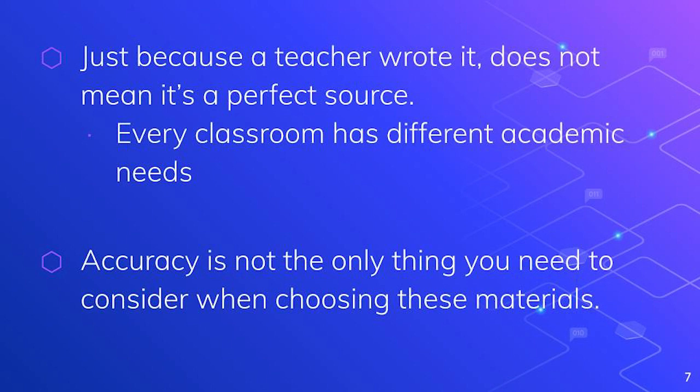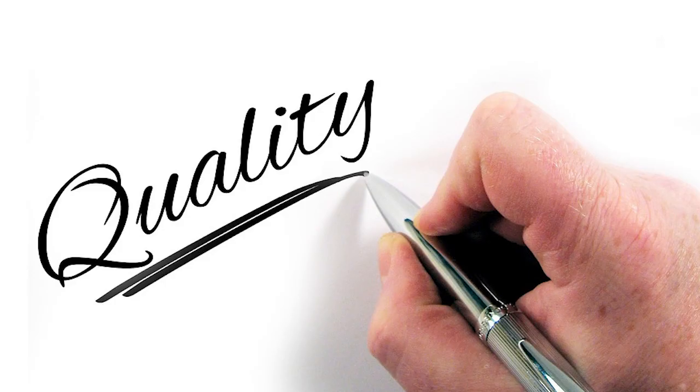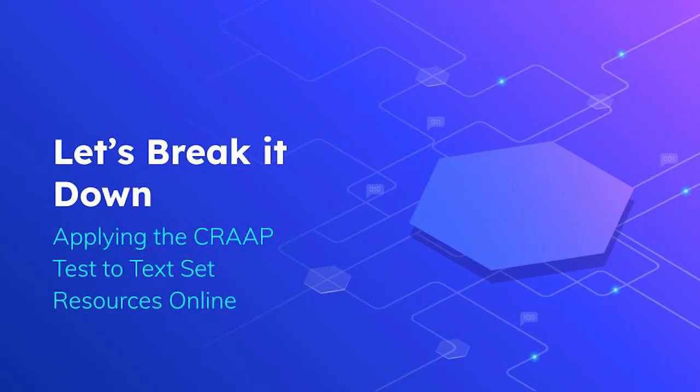Also, accuracy is not the only thing you're checking when you're finding resources. You're looking for high-quality resources that will enrich your students' understanding of the topic or inspire them to explore it further. Applying the CRAP test, but also using your personal understanding of your content area will help you find the best results. So let's break it down.